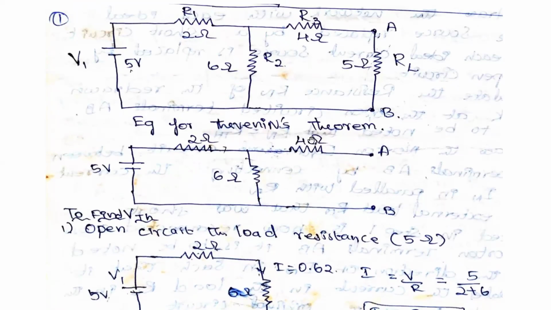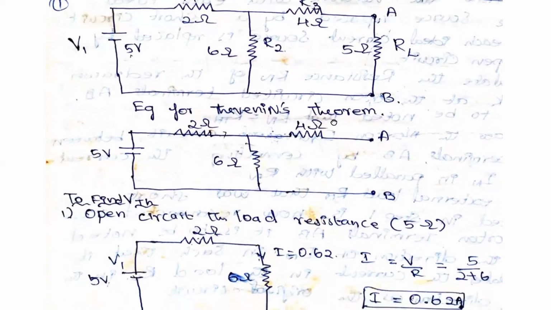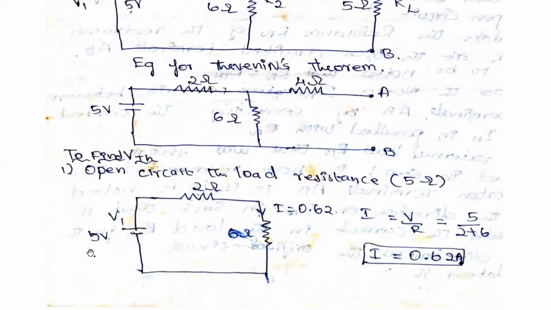So for finding out the VTH, we are neglecting this 4 ohms, R3, because even though current flows here, there will be no change, since it is open circuit. So now the circuit becomes: here it is 5 volts, here it is 2 ohms, here it is 6 ohms.